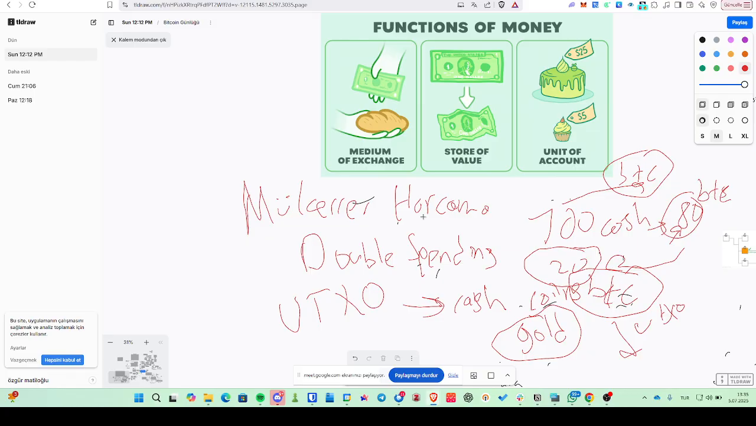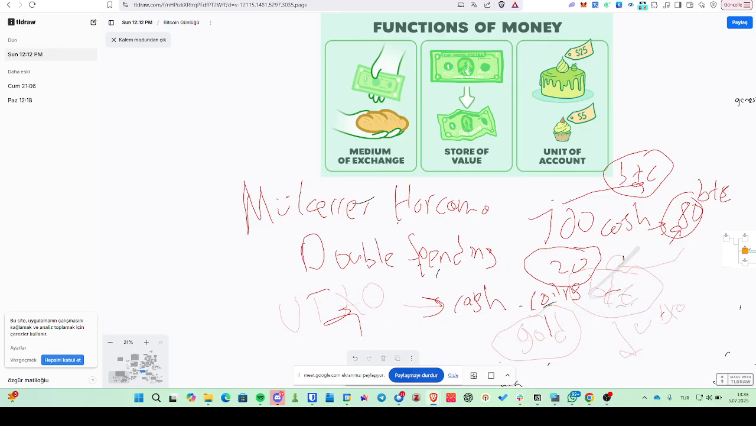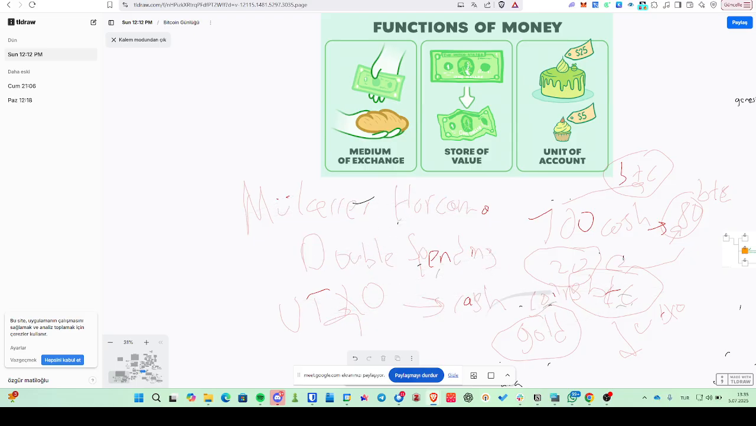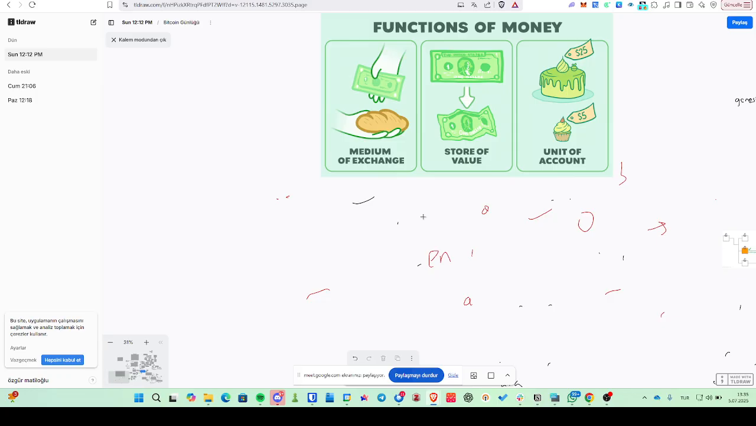So why is it important? Because if we use, let's say, the blockchain main idea is, come on, just give me a second.